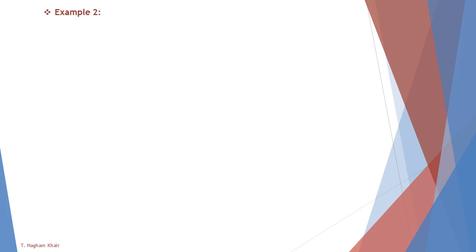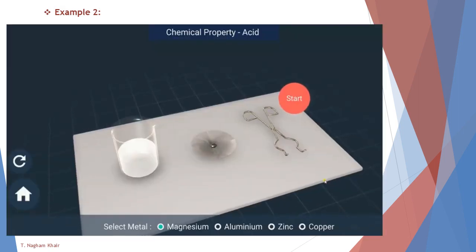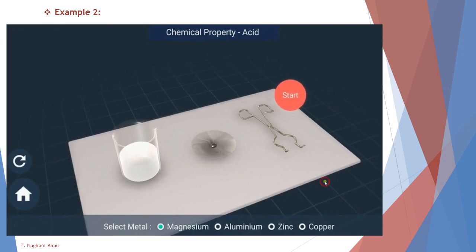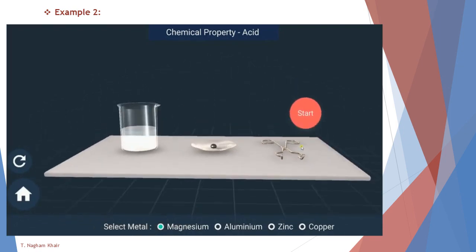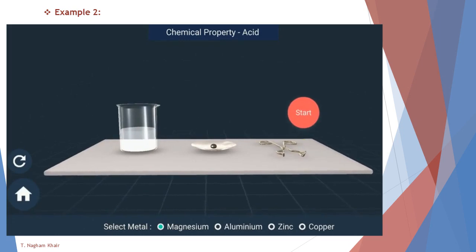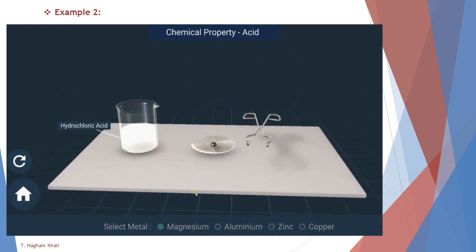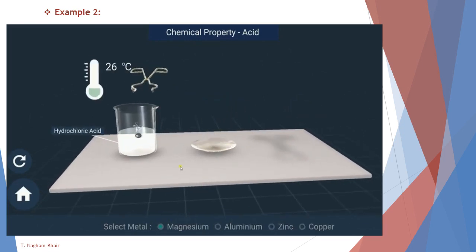Example 2. What happens when metals react with acids? We have taken samples of magnesium, aluminium, zinc and copper. Add the samples into the beaker containing dilute hydrochloric acid and observe the formation of bubbles.